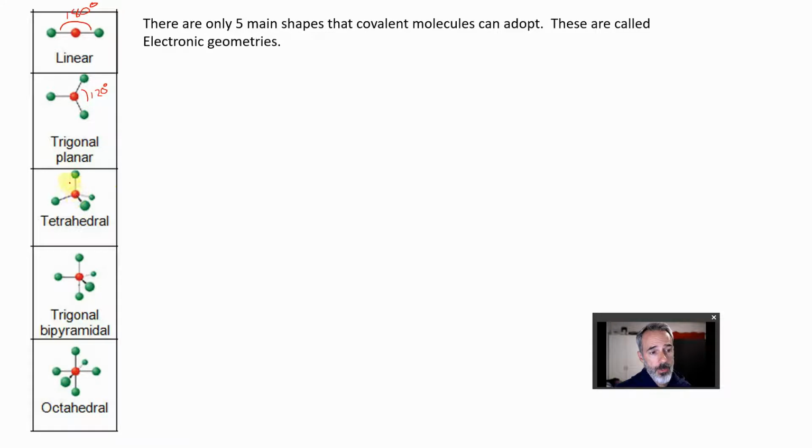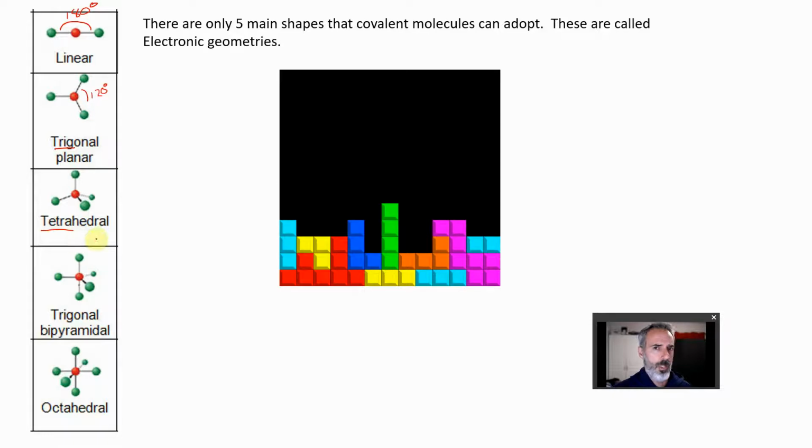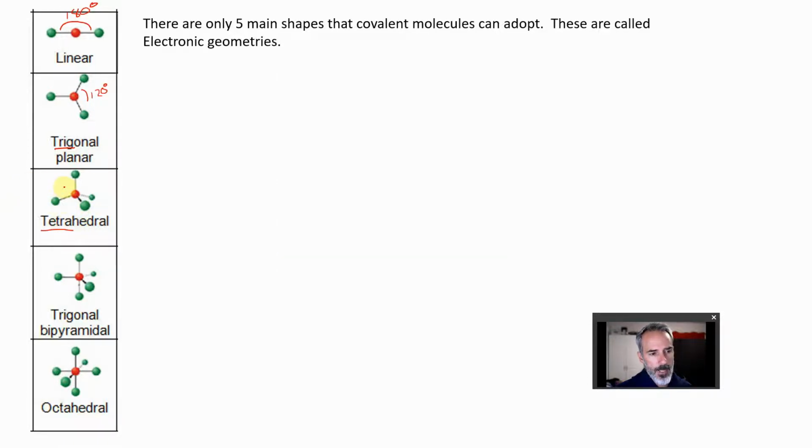Now, if we get to 4 electron groups, this is the one that I think makes sense. If trigonal means 3, tetra does mean 4, right? Like the game Tetris is full of blocks, 4-sided blocks. That's why it's tetra. The bond angle here is probably the most difficult one to remember. It's 109.5 degrees.